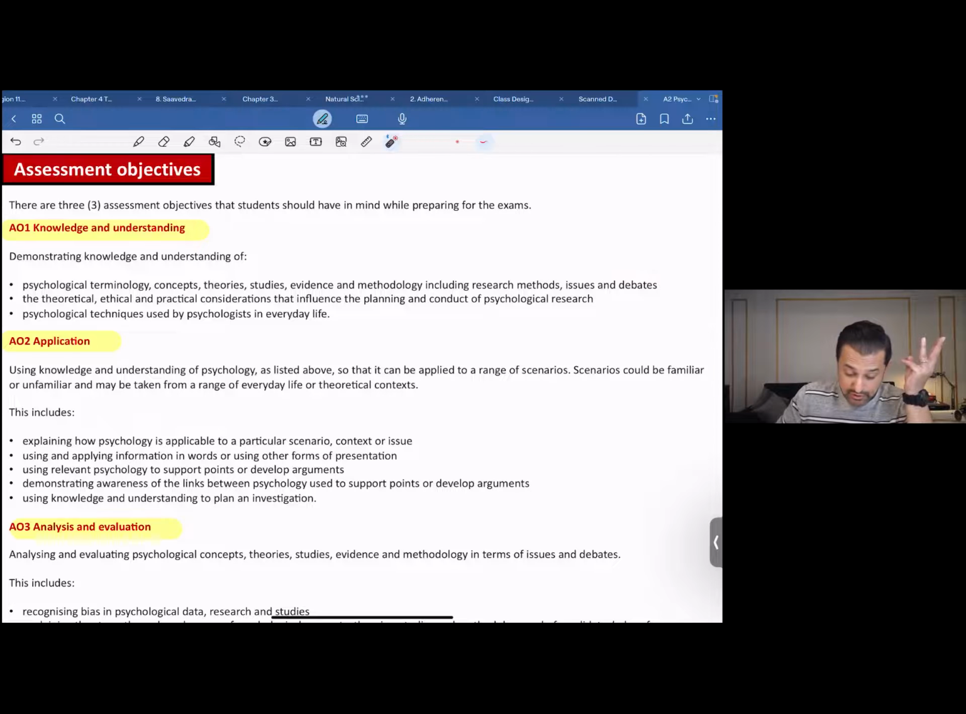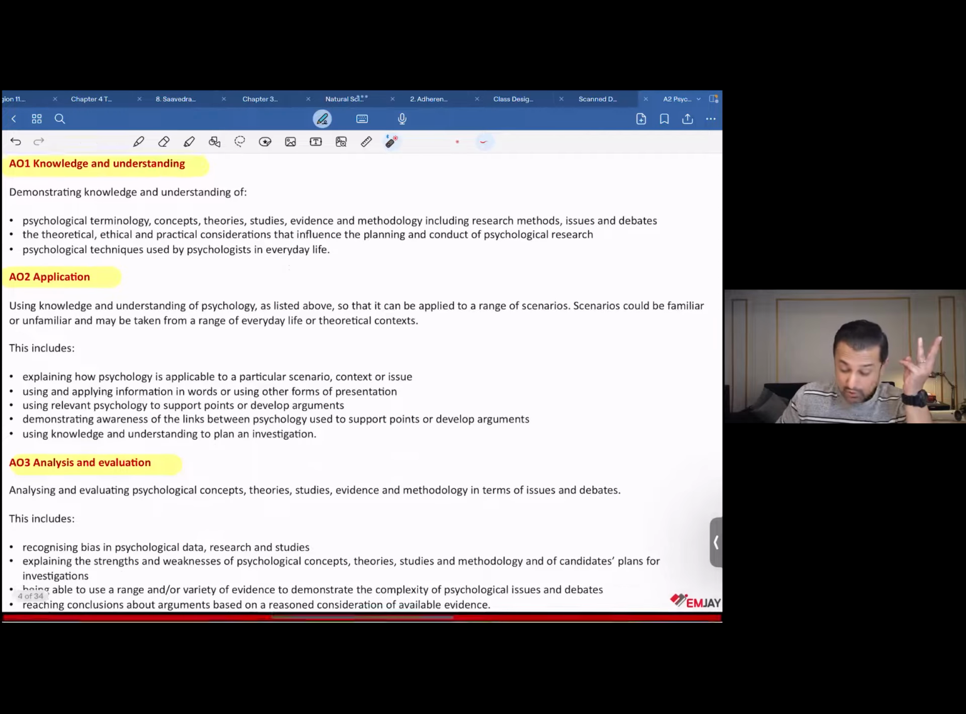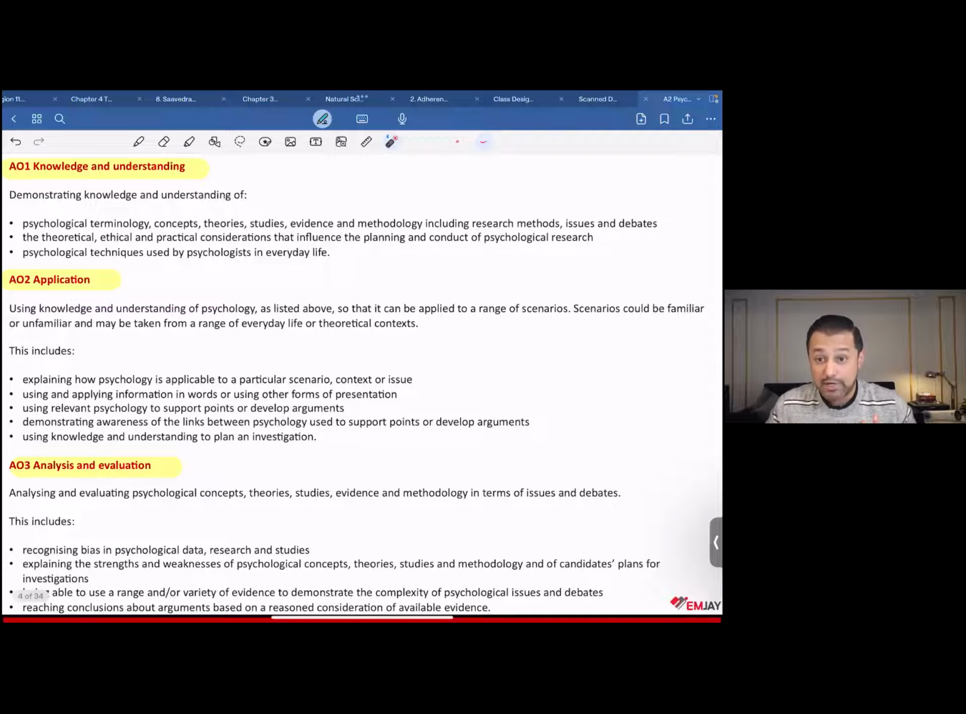I'd really appreciate it if you could simply pause this video over here and read through this, or you might as well take a screenshot of this and read it thoroughly so that you understand what AO1, AO2, and AO3 actually are, because guess what? You need to demonstrate this to be able to score well, because this is the criteria typically used by Cambridge, by the CIE, when it comes to marking you.